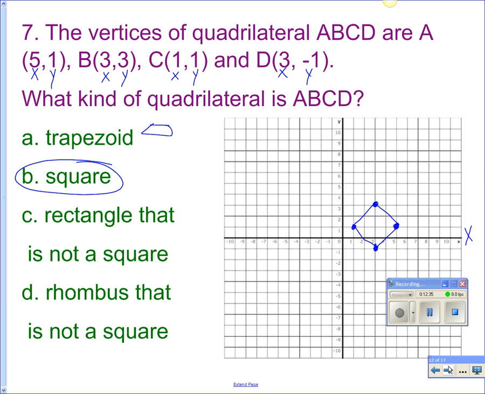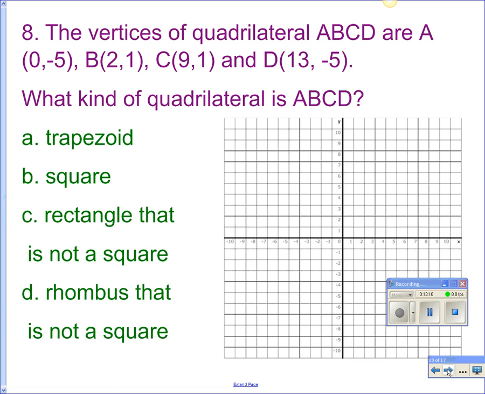Y'all know what a rectangle looks like. A rectangle is a long box. Anybody know what a rhombus looks like? An angled square is how I think of it. It's like an angled square. So I know this square is tilted. A square has right angles. It still makes 90 degrees. So a square always has 90 degrees. A rhombus, if you'll notice, those aren't 90 degree angles. Okay. All right, good job, guys.